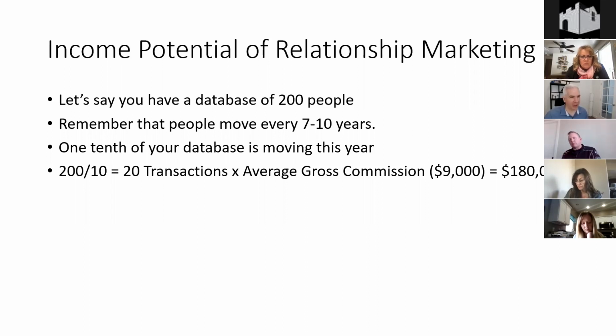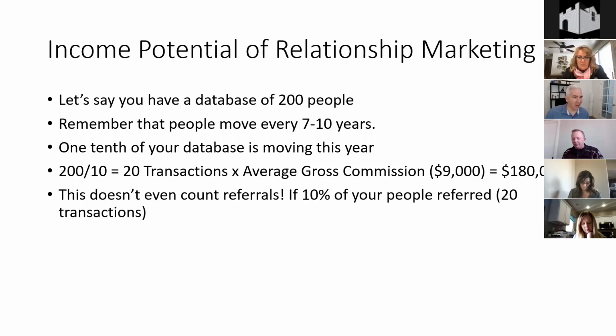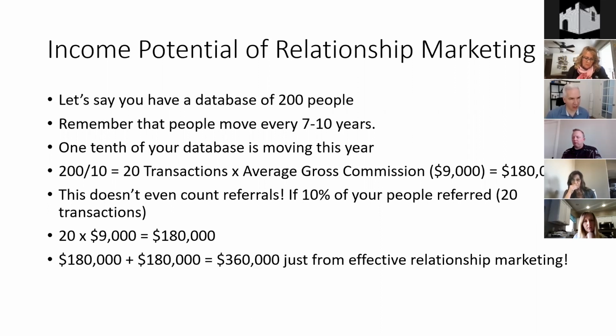And if I have an average gross commission of $9,000 per transaction, which, like I said, most of you are probably well above that, 20 transactions at $9,000 a piece, that's $180,000 sitting in my database. Kind of crazy when you look at the numbers, right? And the other thing that I haven't even taken into consideration are referrals, right? What if 1 out of every 10 people gives you a referral? Well, that would be another possible 20 transactions at $9,000 a piece. Again, you can see the numbers just get super crazy in a hurry.